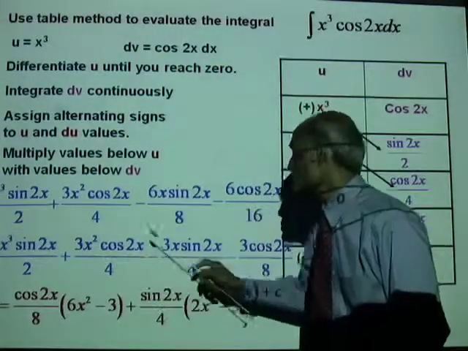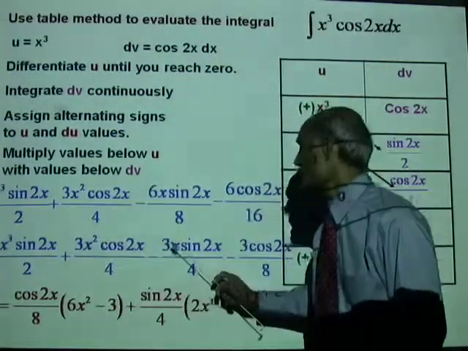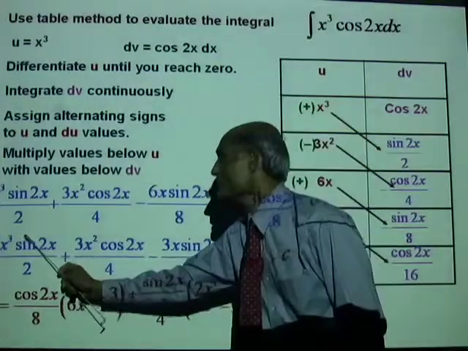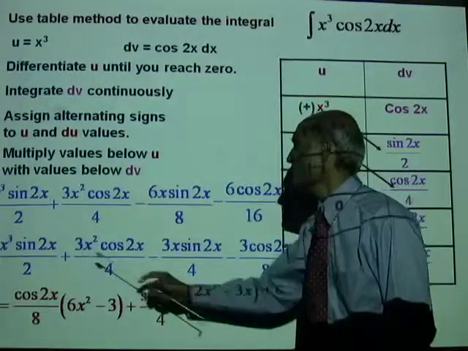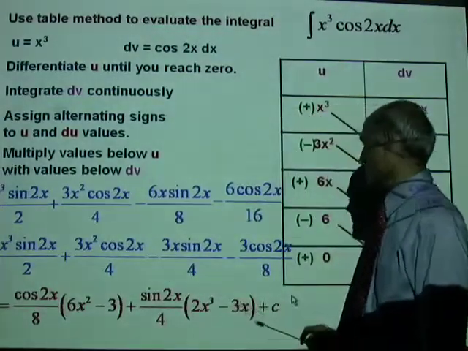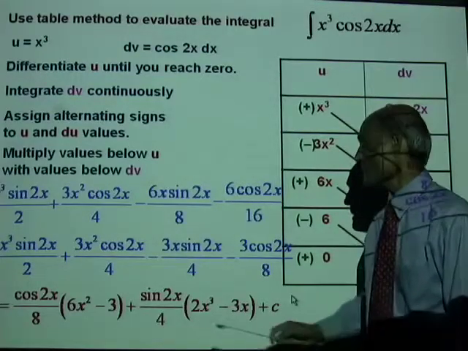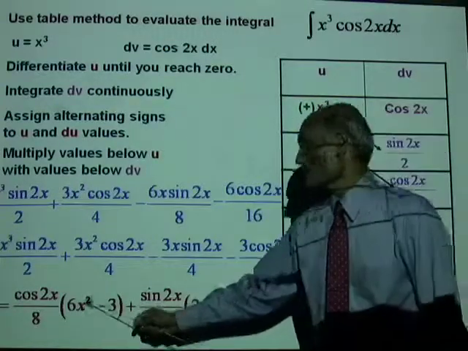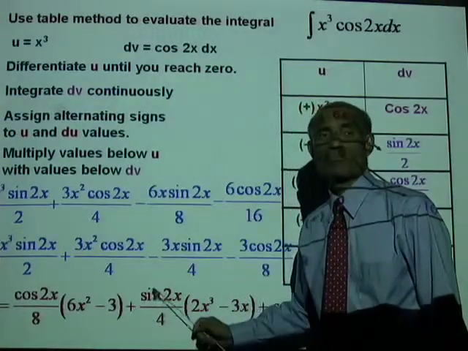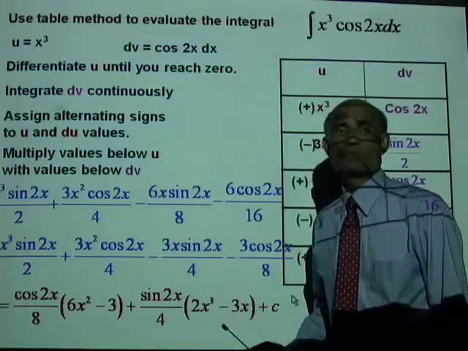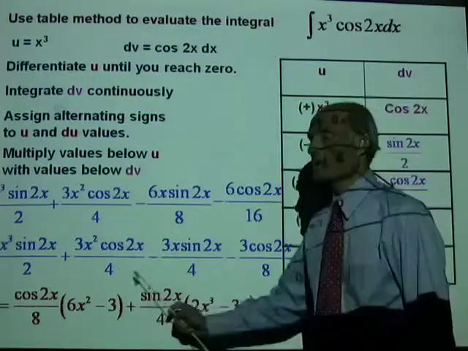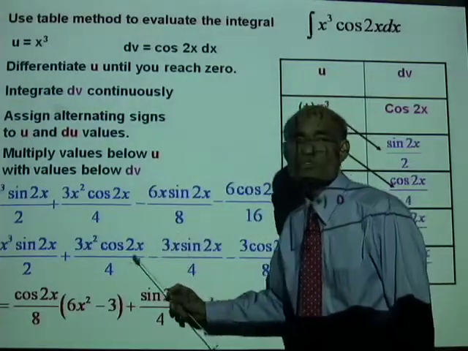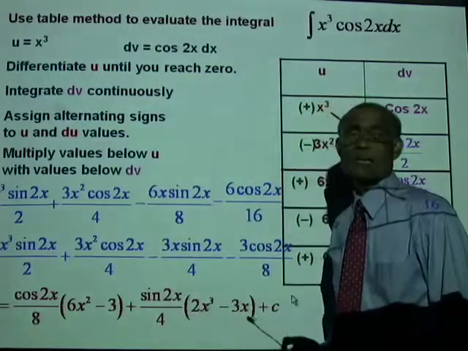And how about the first and third? What would you take out? You can take out sine 2x divided by 4. That will leave a 2x cubed in the first one and minus 3x in the next one. And so that will be the answer. Cos of 2x over 8 times 6x squared minus 3 plus sine 2x over 4 times 2x cubed minus 3x plus c. I know most of you struggle with these kind of simplifications. So look at those again and make sure that you understand that simplification.